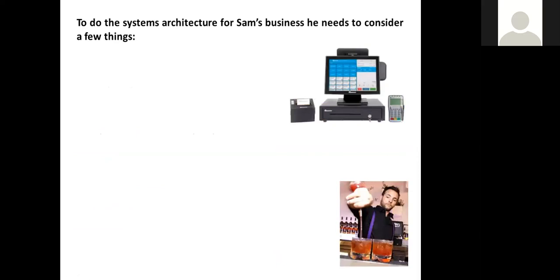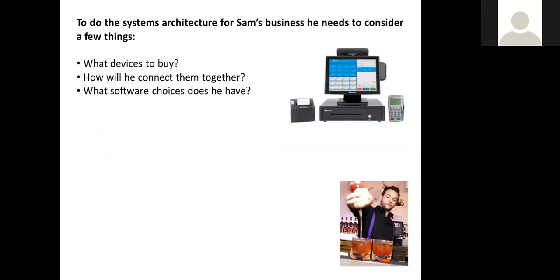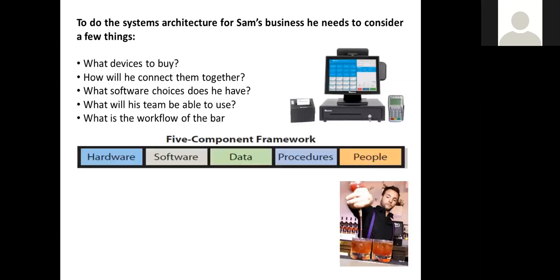Okay, so he needs to consider a few things: what devices to buy, whether he's going to buy laptops, desktops. Nowadays, restaurants and bars have dedicated systems, point of sale systems. How will he connect them together? Software, which software? Restaurant management software. What will his team be able to use? Workflow of the bar.